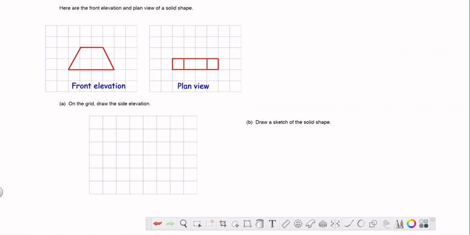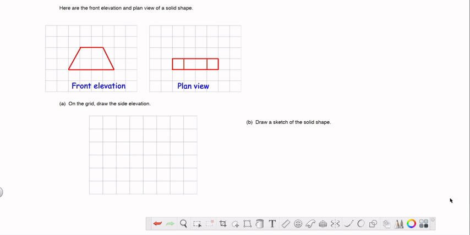Right, this question is a bit more challenging to do with elevations. What they've given you is the reverse of those two questions that I've just done. They've given you the front elevation, they've given you the plan elevation, they've omitted the side elevation, and for part B, they want you to draw the 3D solid shape. So we're working backwards.